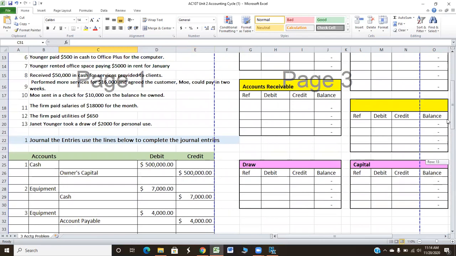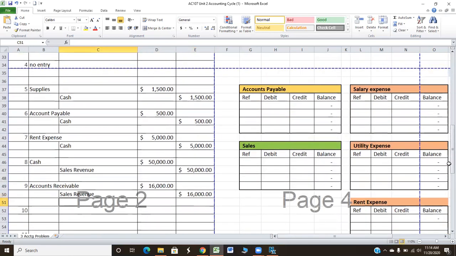Number 10, Mo sent in a check for $10,000 on the balance owed. So now this is Mo paying off part of what he owes us. So he's sending in a check for $10,000. A check is cash. So we're receiving cash for $10,000. And what we have to do now is reduce this accounts receivable, this placeholder. He initially owed us $16,000. Now he's paying $10,000 of that off. So we have to reduce it by $10,000.